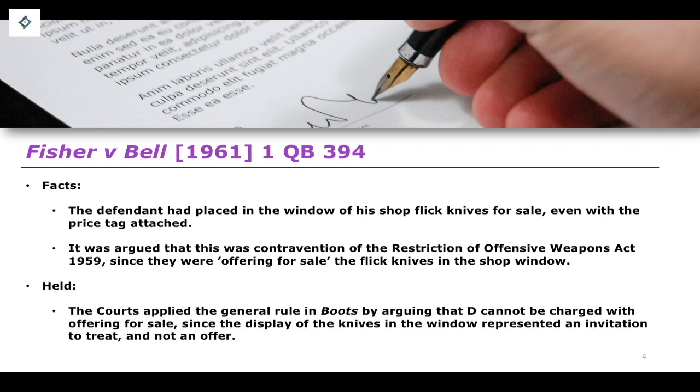The courts applied the general rule in Boots, arguing that the defendant cannot be charged with offering for sale, since the mere display of the knives in the window represented an invitation to treat and didn't represent an offer.